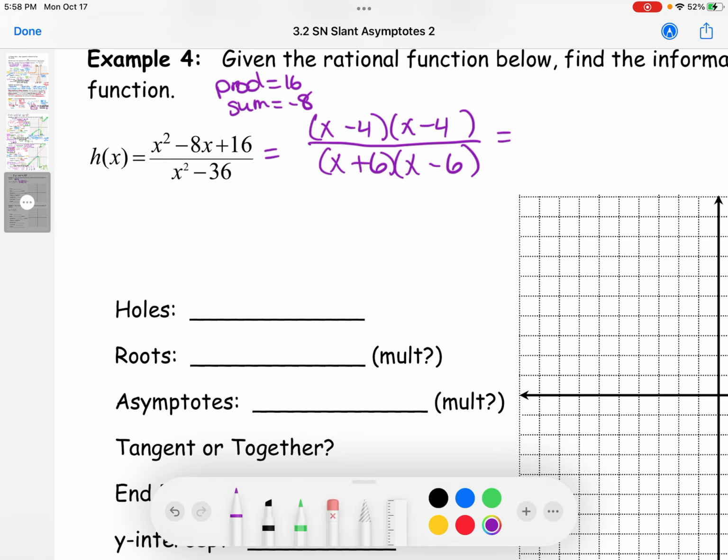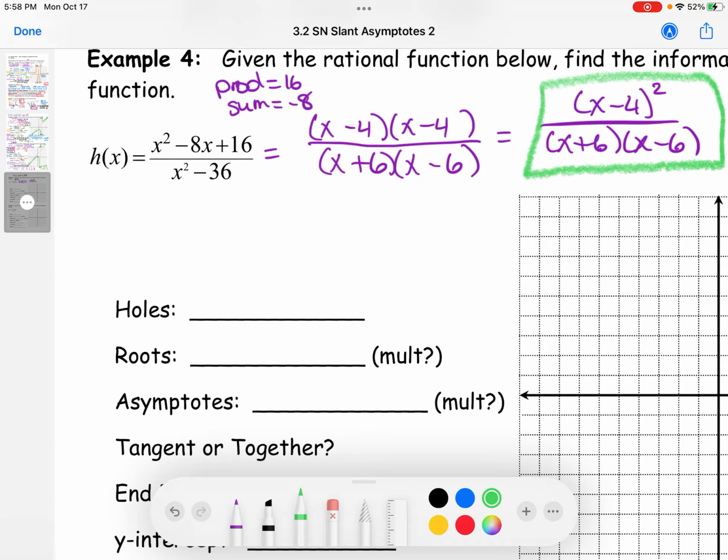Now, we do have a squared factor in this numerator, so we'll write it as a squared factor over (x + 6)(x - 6). And this is completely factored form. Now, there are no holes here because there was not a factor that divided out.